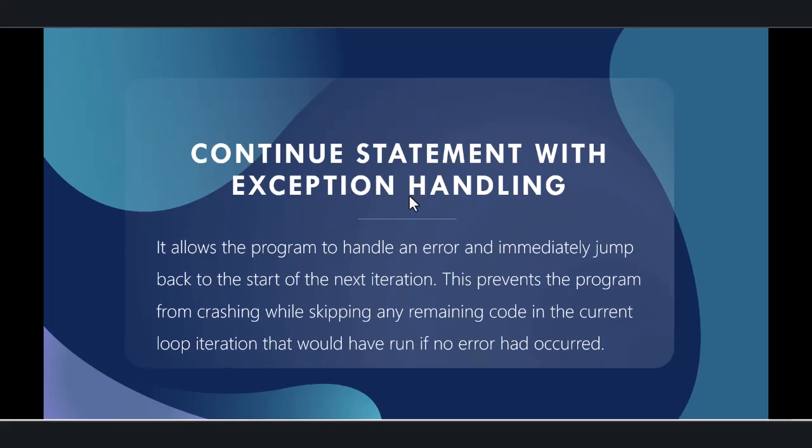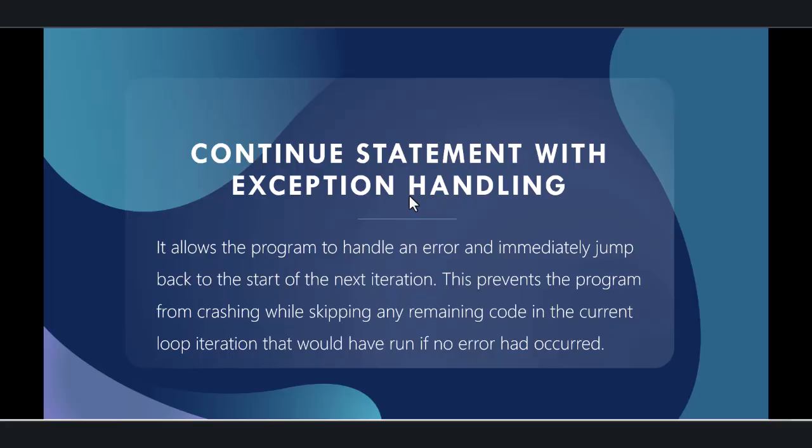Now we'll see the next method, that is the continue statement with exception handling. It allows the program to handle an error and immediately jump back to the start point of the next iteration. This prevents the program from crashing while skipping any remaining code in the current loop iteration that would have run if no errors had occurred.